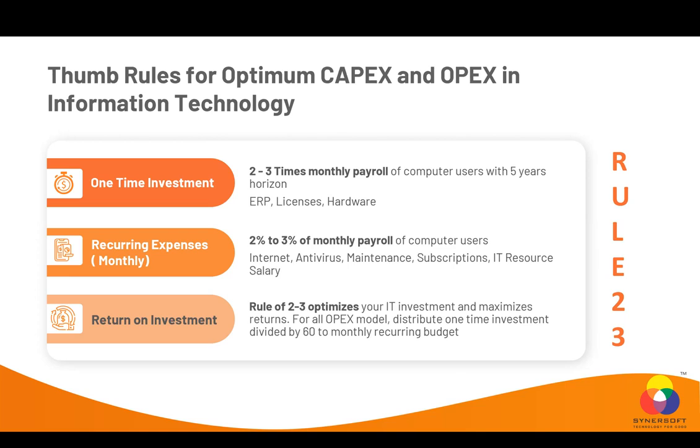So 15,000 or 22,500 rupees per month should be your monthly expense on everything: your internet, antivirus, AMC, subscription. Maybe for 25 users, you do not need a dedicated IT resource. So here you would determine when you will really require a dedicated IT resource, also by this particular rule. And what is your return on investment? Once you are optimizing your IT expenses by this rule 23, you will have the best return on investment for the 5 years. Normally IT assets are invested for 5 years. So this is the rule of 23 which I wanted to explain to all of you.